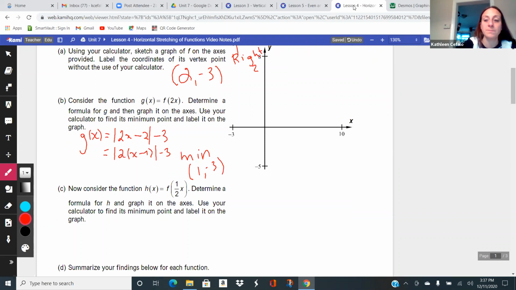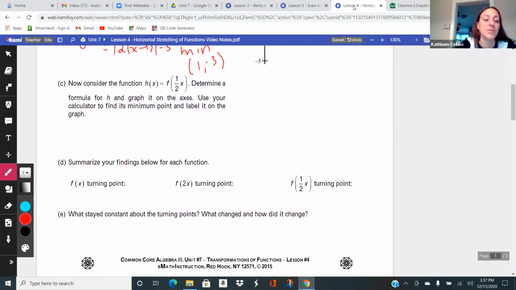Okay. We're going to do another one. So now we're going to consider the function h of x. And again, it's taking our function, and anywhere I see an x, I'm making it 1/2 x. Okay, so h of x. Here we go. So in the original function, anywhere I see an x, which is right here, I make it 1/2 x. And then I have -2, and then -3. Okay, and then we need to find its minimum point.